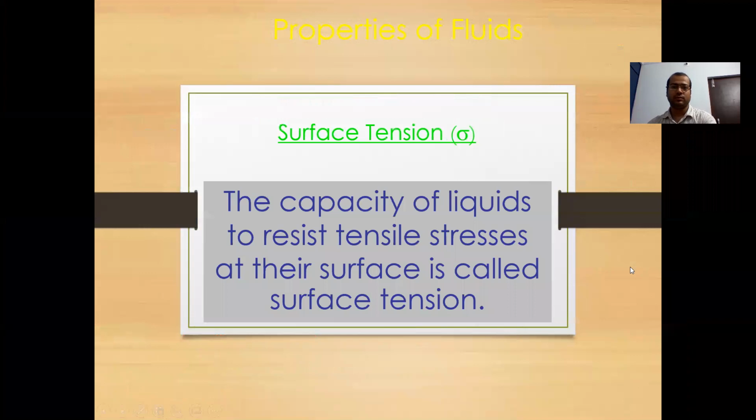Now, another fluid property we will see is surface tension. This is the capacity of liquids to resist tensile stresses at their surface, and the SI unit of surface tension is Newton per meter.